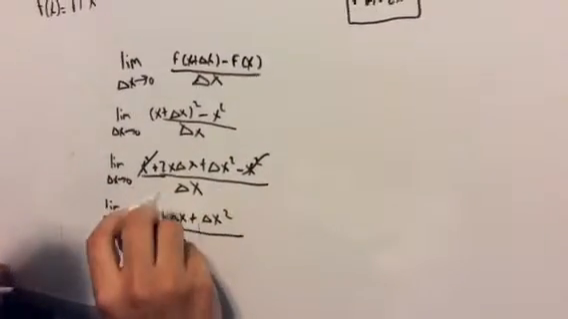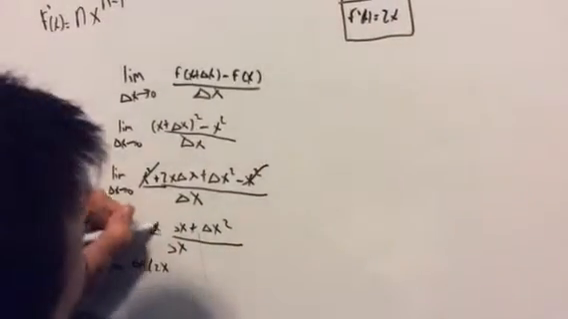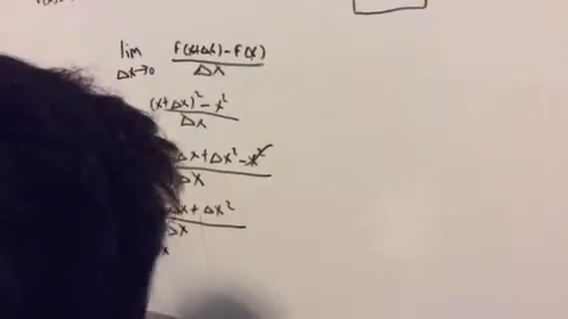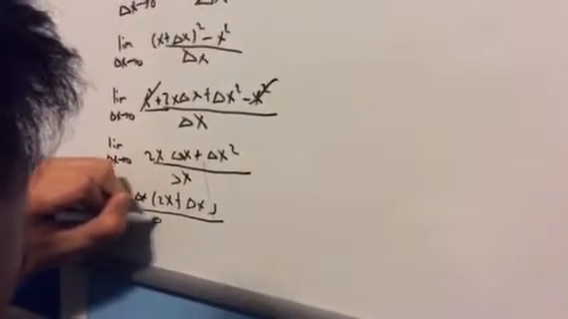Oh, I'm sorry. This plus sign shouldn't be here. My mistake. We're all math people. We make mistakes. It happens. Okay, so 2x plus the change of x all over the change of x.